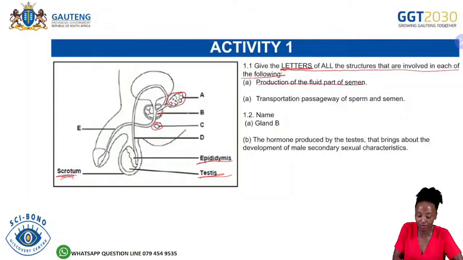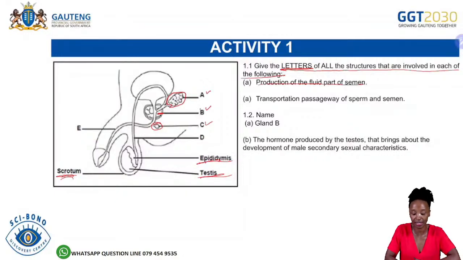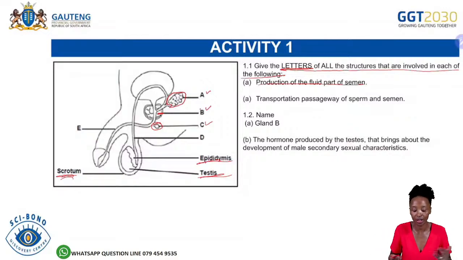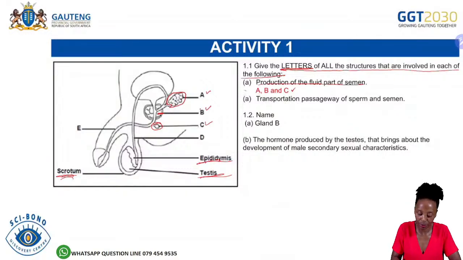So the answer would be letters A, B, and C, because they said give letters of all structures that are involved. So it is A, B, C, because these are the accessory glands that provide the fluid that is part of the semen. Let us see. Yes, so the answer is A, B, and C. Then the next question says, this is supposed to be 1.1.2, by the way, sorry for that.